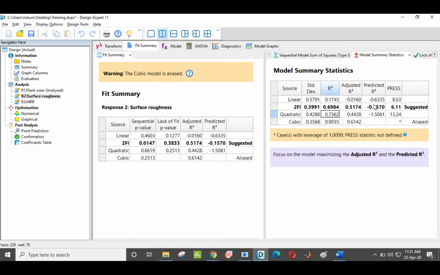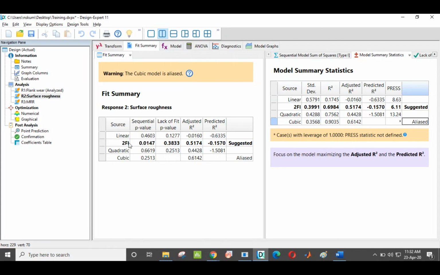But in the same case we have to look into the predicted values also. The predicted R square is minus 0.15, but with quadratic it is minus 1.5. So that's why quadratic is not recommended. So 2FI is recommended, but the cubic has 0.90 R square value, which is nearer to 1. But why is it not suggested? Because it is unstable. Some of the main effects are unstable with the interaction effects. So it is aliased.